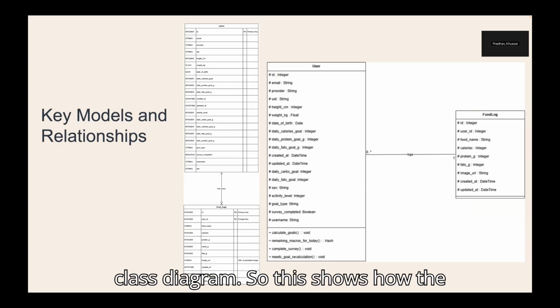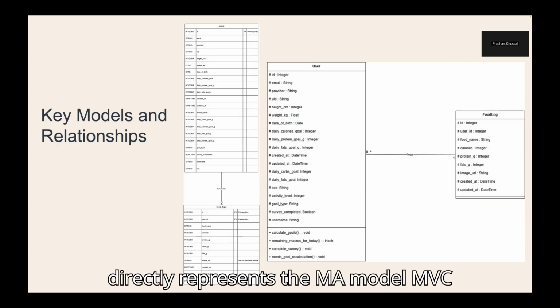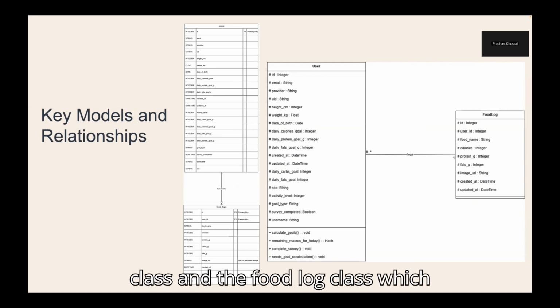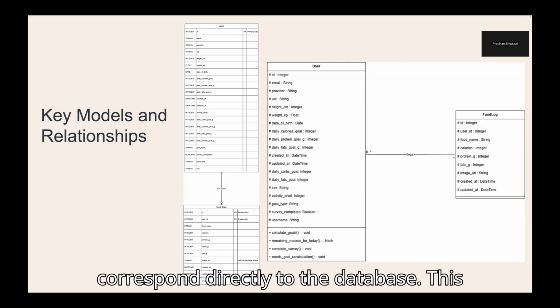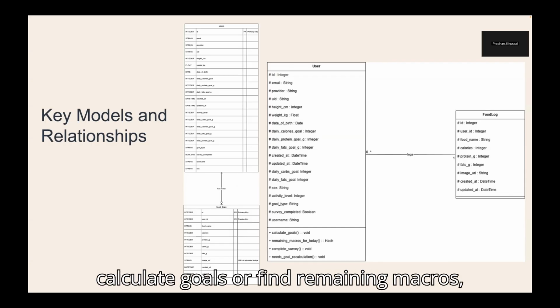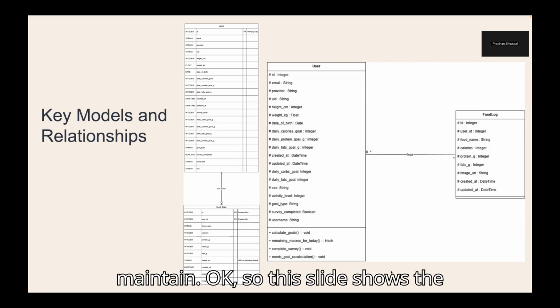Now, on the right, we have the class diagram. This shows how the database schema is represented in our Rails application code. The diagram directly represents the M, or model, in our MVC design pattern. You can see the User class and the FoodLog class, which correspond directly to the database tables. This illustrates another key design choice, the separation of concerns. All our business logic, like the methods to calculate goals or find remaining macros, lives inside these models. This keeps our controllers clean and makes our application much easier to test and maintain.